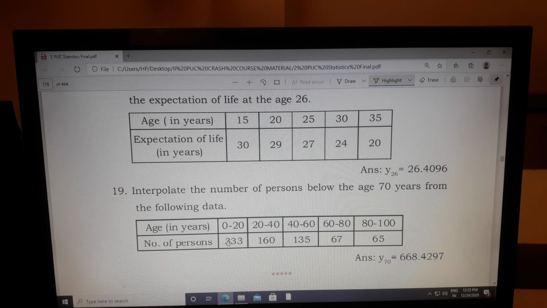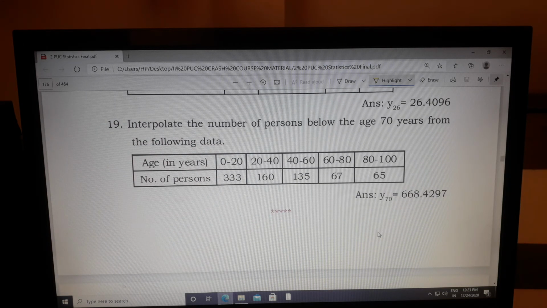and these are converted to LCFs. First value 333, next value 333 plus 160, how much? 493, and then next value 493 plus 135, 628, and then 628 plus 67, how much? 695, 695 plus 65, 760, right? And then find out the leading differences.